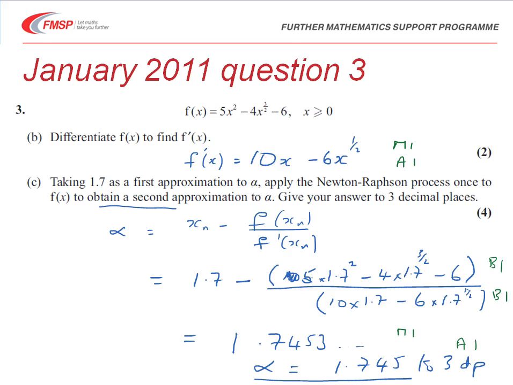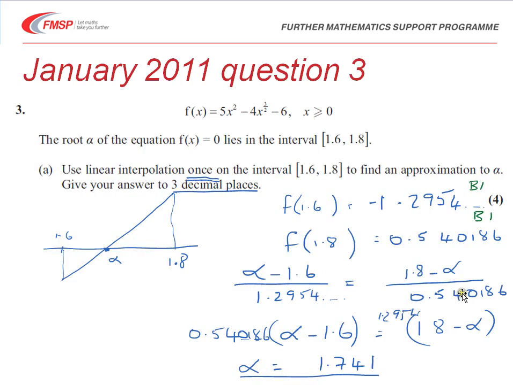Going back to the slide before, the marking here is similarly done: B marks for f of 1.6 and 1.8, and then method and accuracy marks for writing down here, in exactly the same way as the question following.